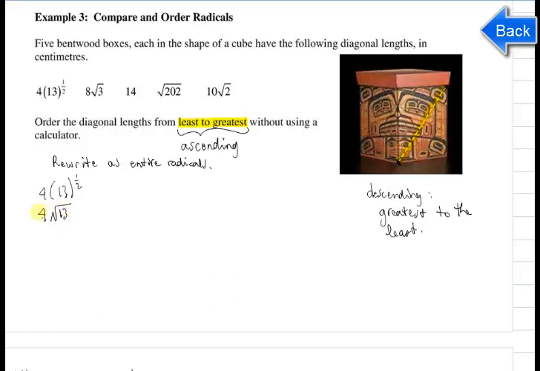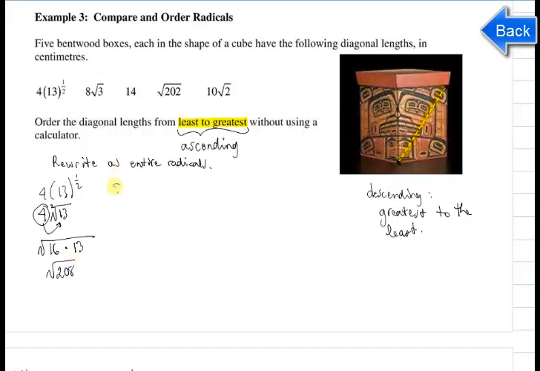Okay, so we want to take this mixed radical and write it as an entire radical. That means we want to take the 4 and bring it inside the radical sign. And when we do that, remember, because our index is a 2, we want to square the 4. So 4 squared is 16, and put it inside the radical sign, and you're going to have 16 times 13, which is the square root of 208.